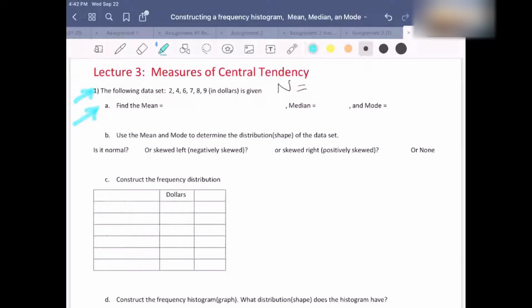All right, thank you. So make sure that you add all the numbers together and you divide it by what, everyone? 2 plus 4 plus 6 plus 7 plus 8 plus 9, and then whatever you get, you divide it by 6. And you know that n is 6, right? And so your answer is 6, everyone? The mean is 6. Is that right? Say yes or no for me.